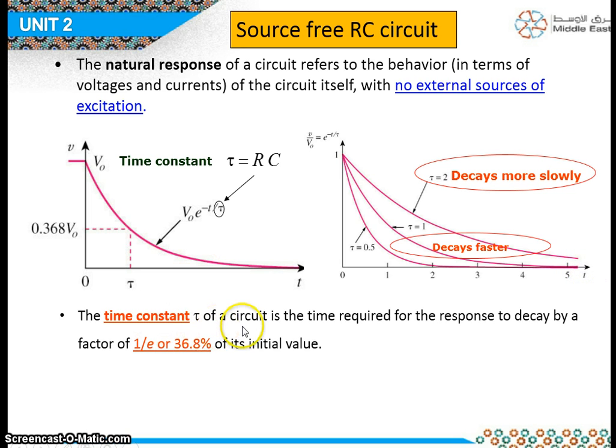The time constant of the circuit is defined as the time for the response, that is the output, to decay by a factor of 1/e, or 36.8% of its initial value. If you look at the graph, tau is the time at which the voltage is 0.368 of its initial value. And from this graph, it is clear the voltage decays faster if the value of tau is smaller.